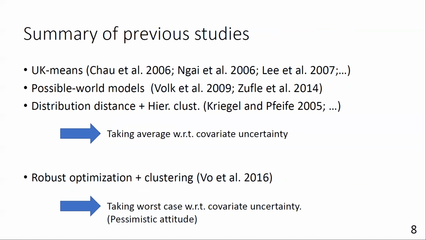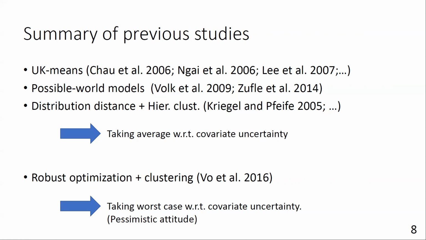This page shows summary of previous study of clustering algorithm using uncertainty set from methodological perspective. In my view, there are roughly two different types of existing studies. The first type is considering the average of covariate uncertainty. I listed several existing studies. And maybe the closest study to this talk is UK means. Maybe UK means stands for uncertainty K-means. And K-means is a kind of classical clustering algorithm.